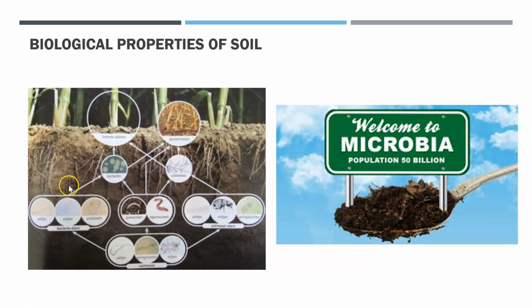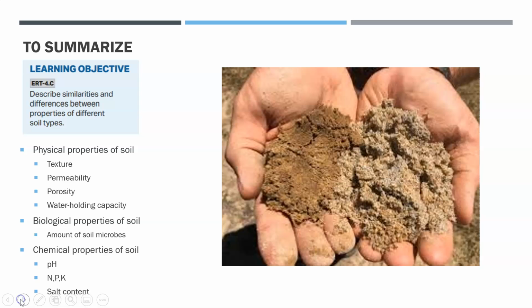So, to summarize, we've attempted to describe similarities and differences between properties of different soil types. Today we learned that the physical properties of soil we can check their texture, so the amount of sand, silt, and clay, how permeable they are, how porous they are, and how much water they can hold.